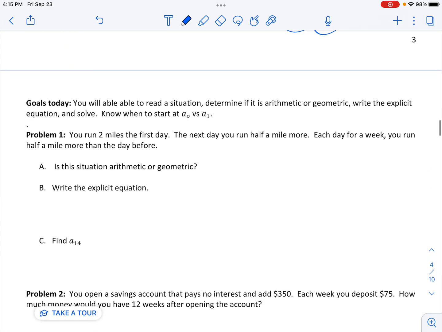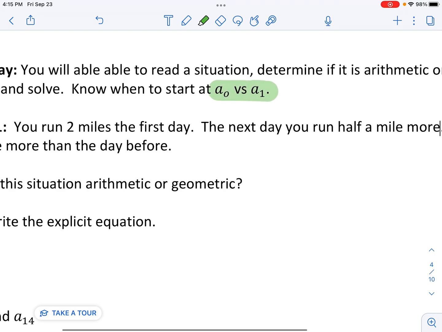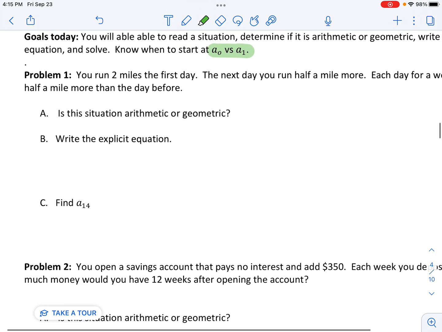Goals today. You'll be able to read a situation, determine if it's arithmetic or geometric, write the explicit equation, and solve. Also, we're going to focus on when you start with the 0 term versus when you start with the first term. So here's the first question, or problem.